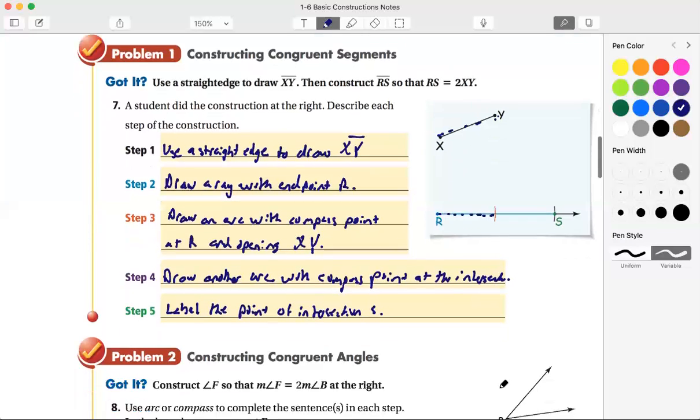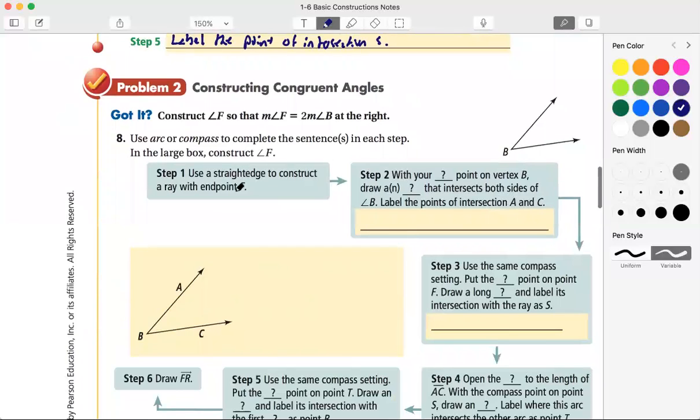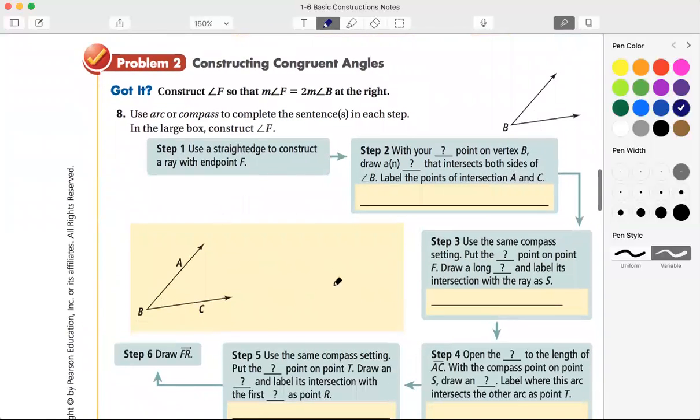So how can we construct congruent angles? We want to construct angle F so that angle F is twice the measure of angle B. So here's angle B. How can we get an angle that's twice as big as this angle? We can use an arc or compass to complete the sentence in each step. In the large box, construct angle F. Follow along and see if you can do this. Step 1, use a straight edge to construct a ray with endpoint F. So here is a ray, and of course you need to do this much better. Here's endpoint F, and we will call this S.